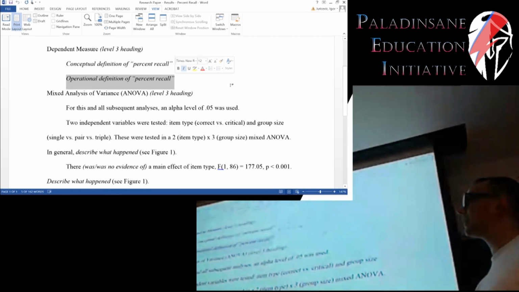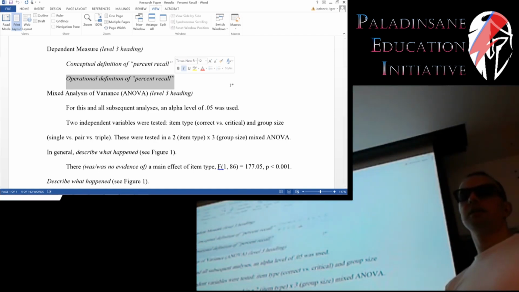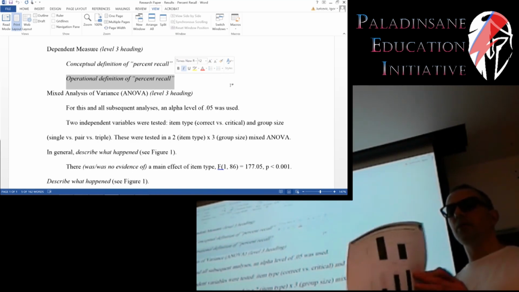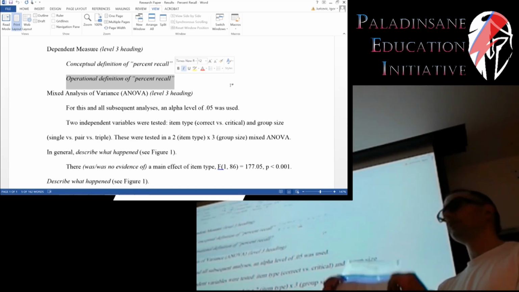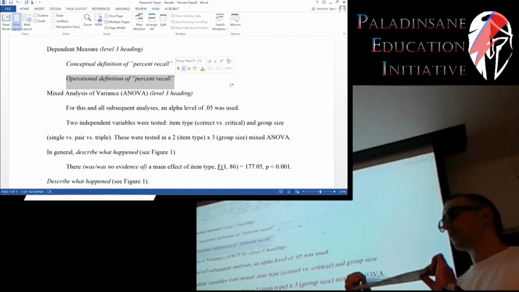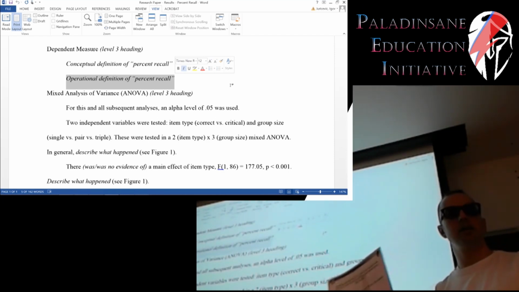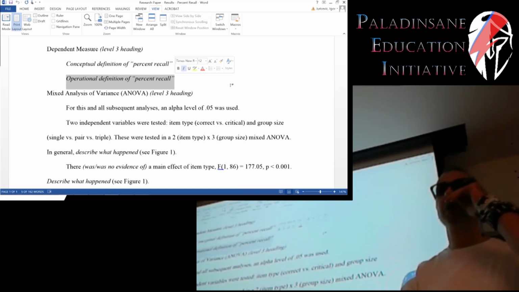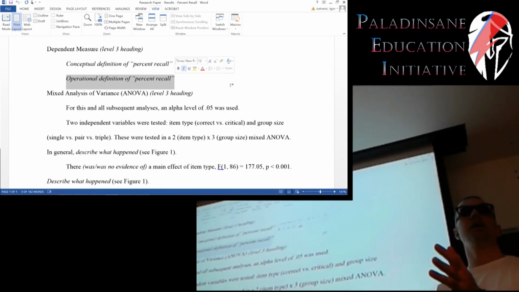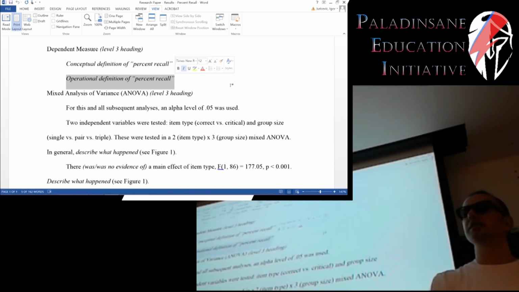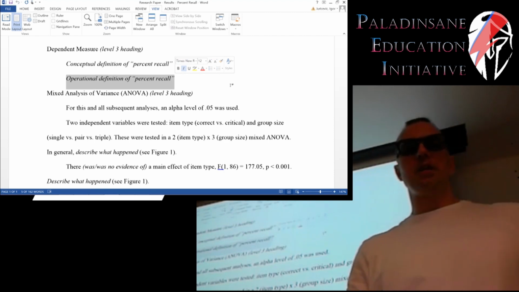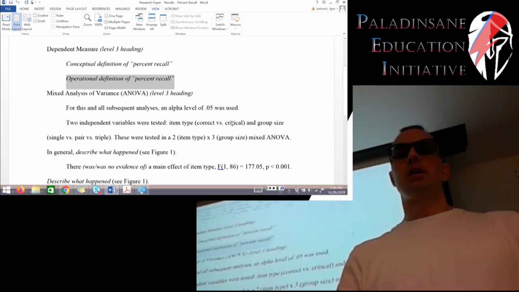And what we mean by this is, how is it that we calculated percent recall? How is it that we ended up with 76.9% for correct items? How is it that we ended up with 40% for critical items? You'll recall that in total, we had 90 correct items in our experiment. We had 6 critical items in our experiment. So we need operational definitions for percent recall.